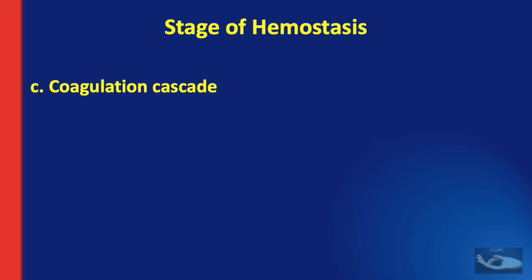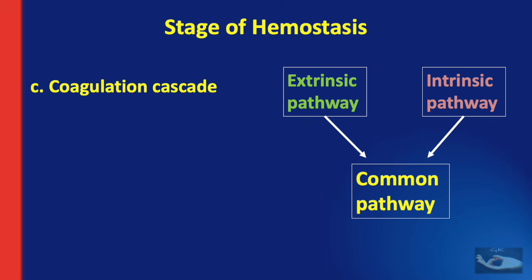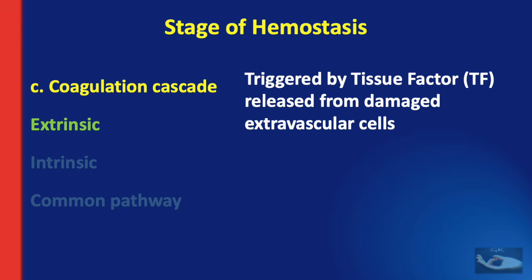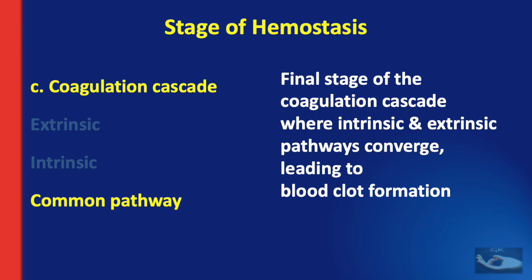The coagulation cascade can occur via an extrinsic pathway and an intrinsic pathway, then follow a common pathway. The extrinsic pathway is triggered by the tissue factor released from the damaged extravascular cells. The intrinsic pathway is triggered by the exposure of blood to negatively charged surfaces like collagen. Then the common pathway occurs, which is the final stage of the coagulation cascade, where the intrinsic and extrinsic pathways converge, leading to blood clot formation.